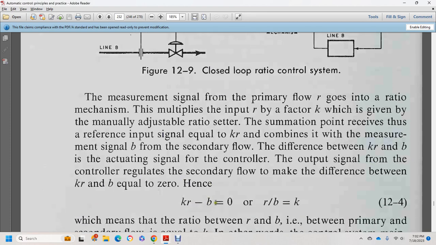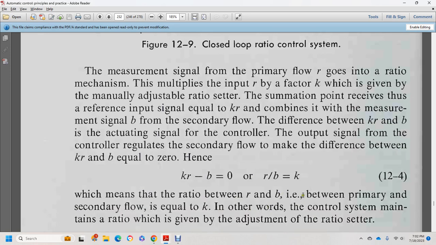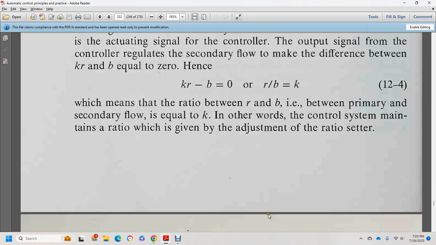Hence, KR minus B is equal to 0, or B over R is equal to K, which means the ratio between the primary and secondary flow is equal to K. In other words, the control system maintains the ratio given by the adjustment of the ratio setter.